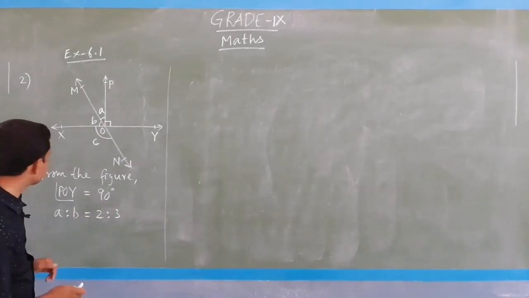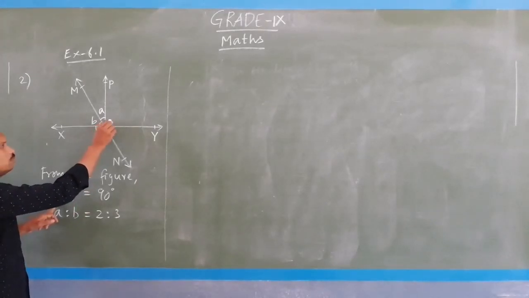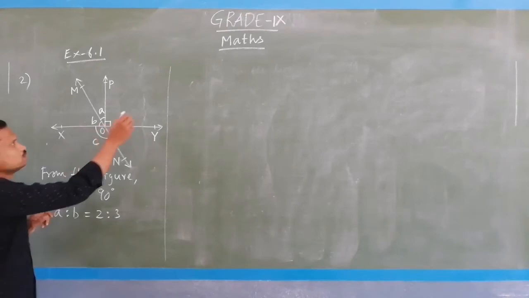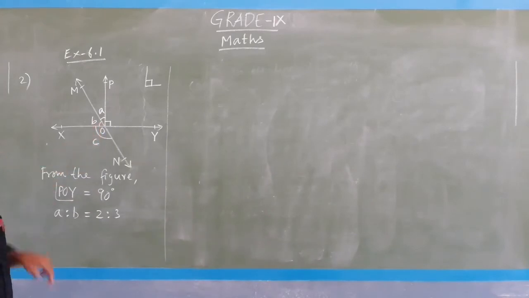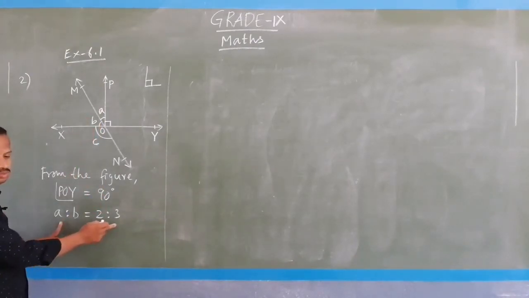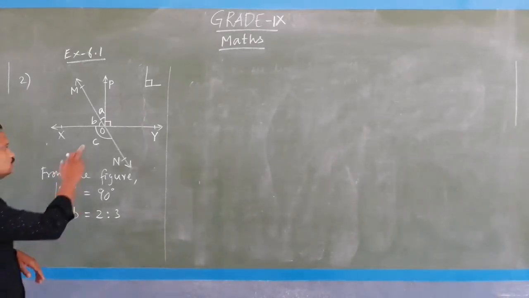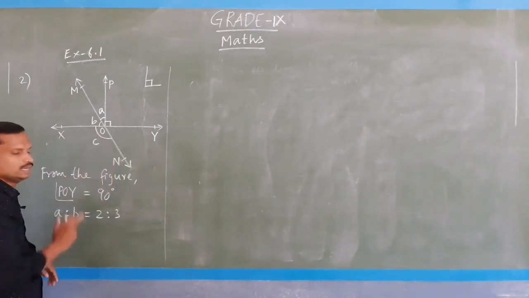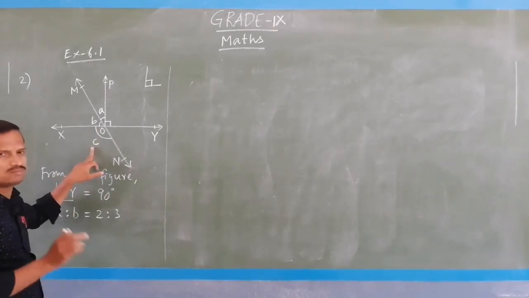And now from the figure it is given that angle POY, the mark given represents 90 degrees. So, you have to take POY angle as 90 degrees, and the ratio of angle A and angle B is given as 2:3, and we have to find A, B, and also C. So, the question is to find the angle C. C is this angle, XON. So, angle C you have to find, that is the question.